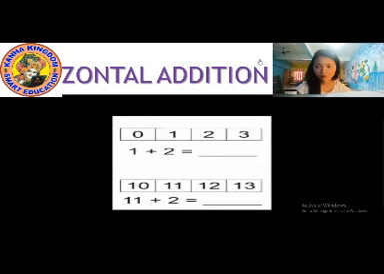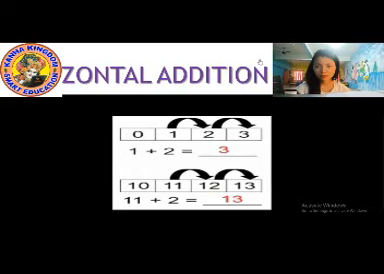Now let's work on adding with double-digit numbers. So on this first one, we have 1 plus 2. Two numbers after 1 is 3. So then, let's look at the one beneath that. We have 11 plus 2. Well, 11 is 10 more than 1. So 11 plus 2 is going to be 10 more than 1 plus 2. So 11 plus 2 is 13, which is 10 more than 3.